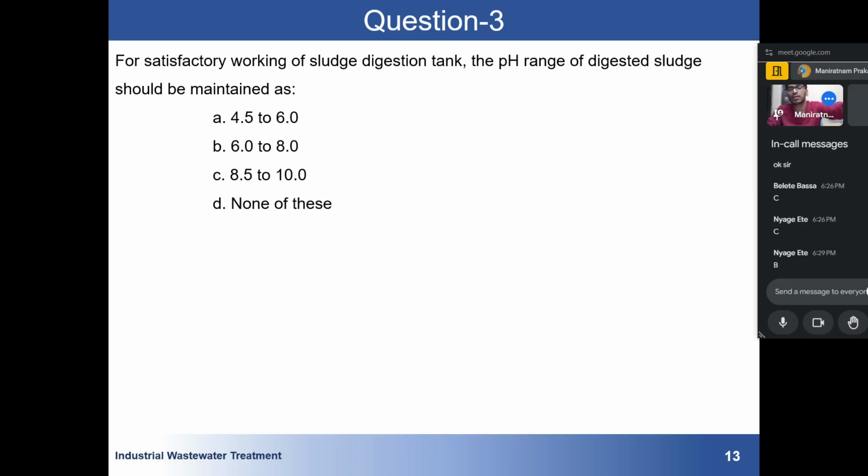Question number 3. For satisfactory working of a sludge digestion tank, what should the pH range be?